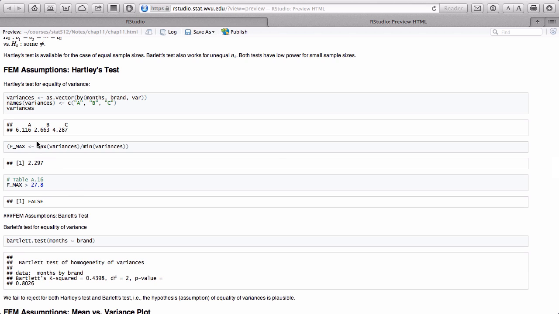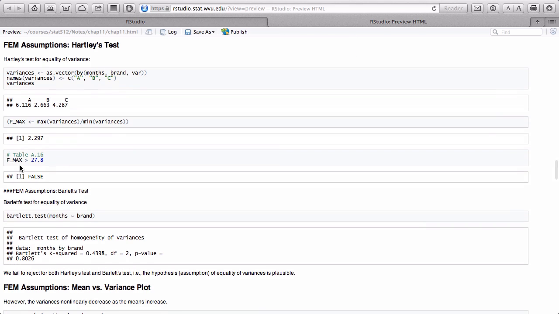Now what the Fmax does is take the maximum variance and divide by the minimum. So it takes the ratio of the max, which is 6.116, and divides it by 2.663. And so we get 2.297, and we compare that to a table in the back of the book. I don't know if we can compute the quantiles for the Fmax in R or not. I haven't looked at it, but I am going to show you another procedure we can do in R.